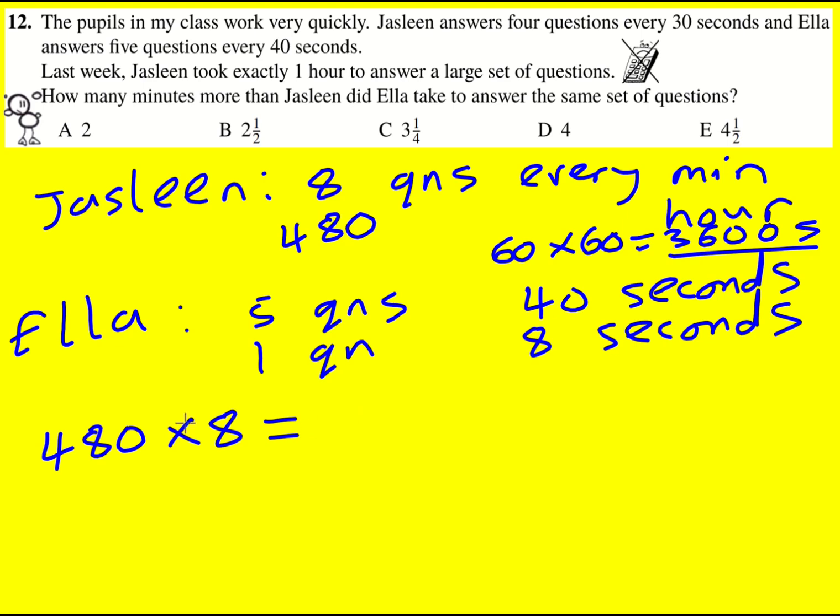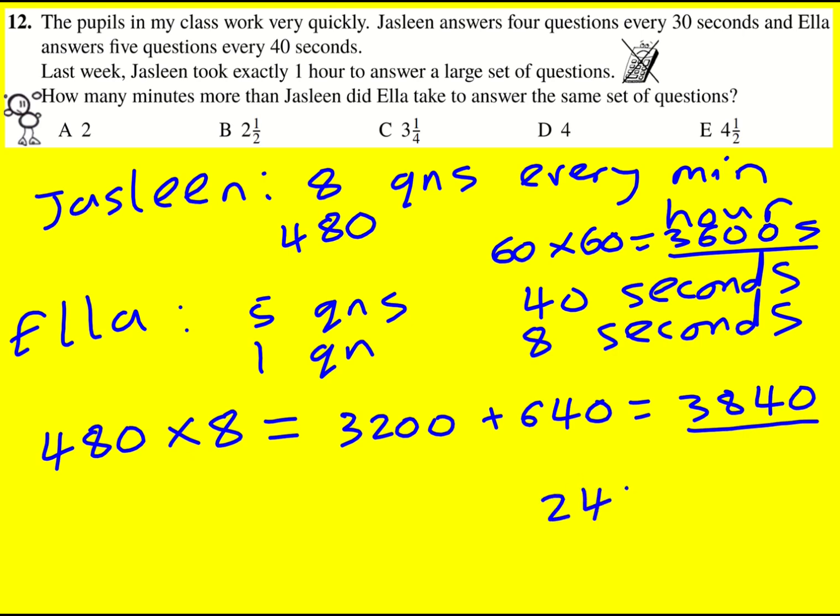480 times 8, well, 8 times 400 is 3,200. 8 times 80 is 640. So it's going to give 3,840. Of course, you can do whatever multiplication method of your choice there. I've just kind of combined the 8 with the 400 and the 8 with the 80. Therefore, it's going to be 240 seconds more, which if we divide by 60 is 4 minutes. Okay, quite a nice approach, with a little bit of modification required, but it works out.